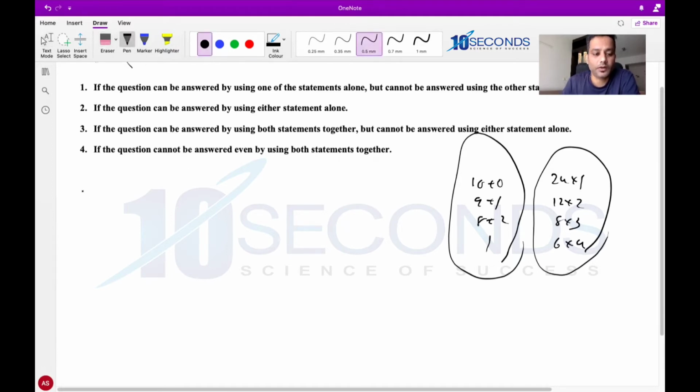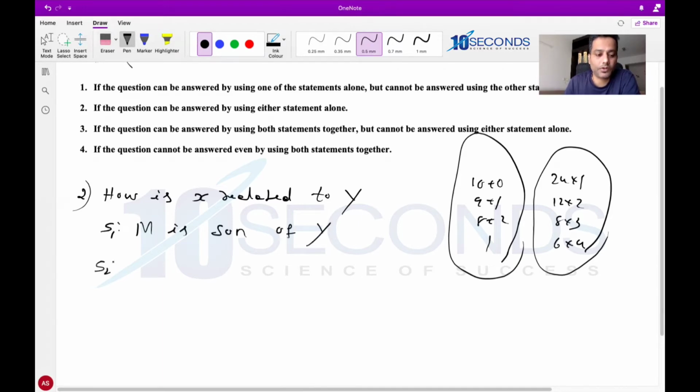Second one, question number 2: how is X related to Y? Statement 1, M is son of Y. Statement 2, M is brother of X. Now, what do you have to find?